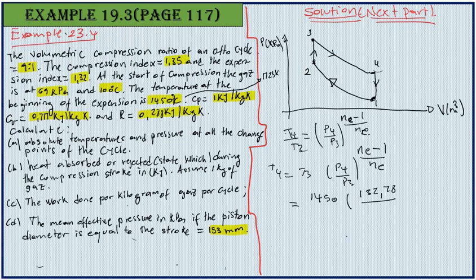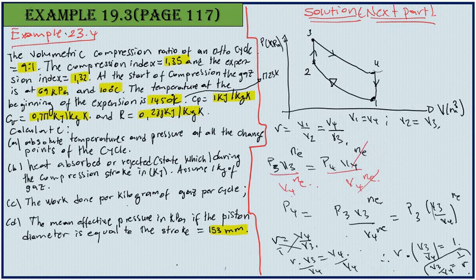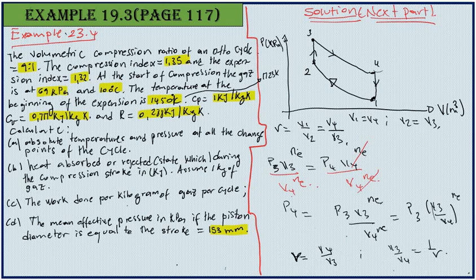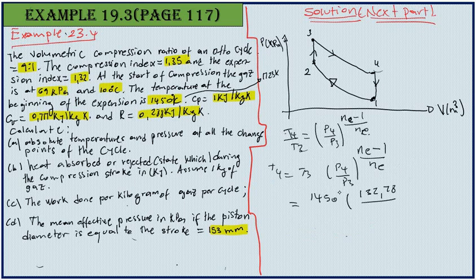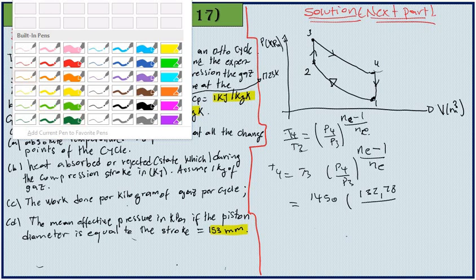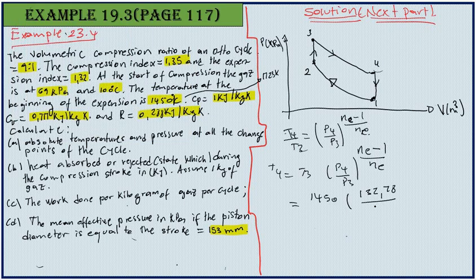So we know what P3 is. P3 is 2414. So I need to replace that here. So I have 2414, which is our T3.